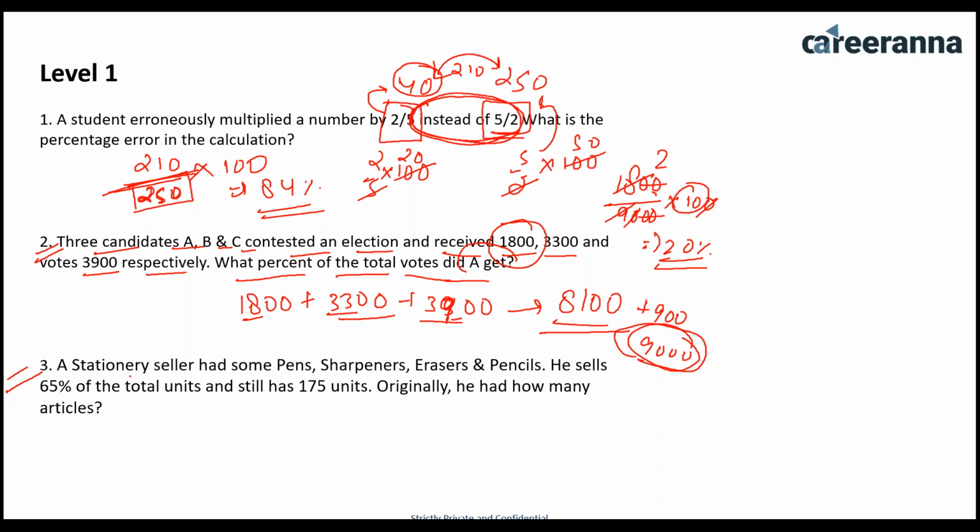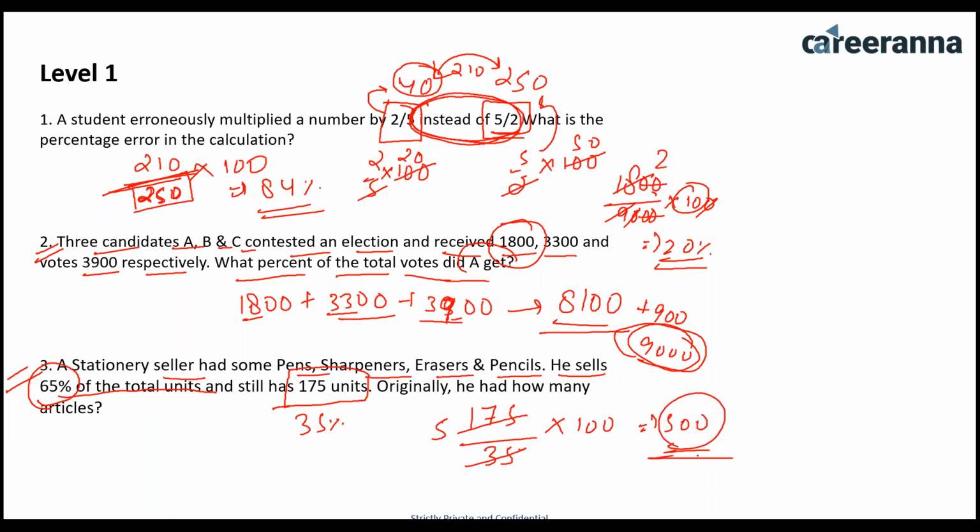Very good. A stationery seller had some pens, sharpeners, erasers, pencils. He sells 65% of units and still has 175. That means out of 100%, he sold 65%. He currently has 35%. So as per the question, 175 divided by 35 multiplied by 100, I have to find out. Is it clear to all? This is 5 times of this. So it is 500. Very easy question. Is it clear to all?